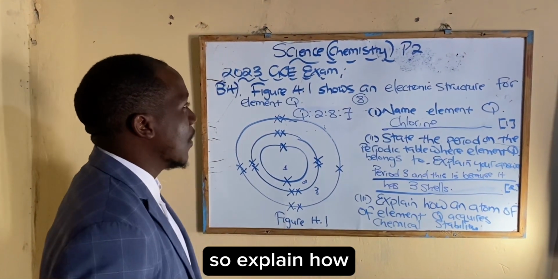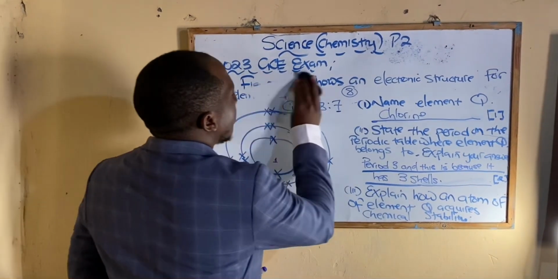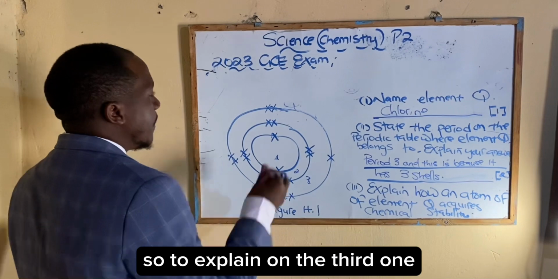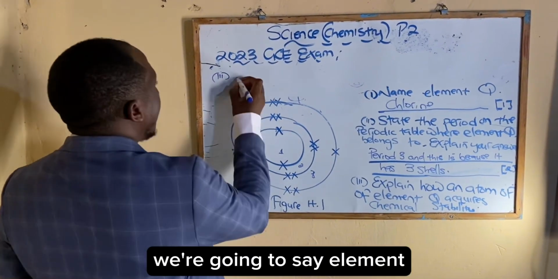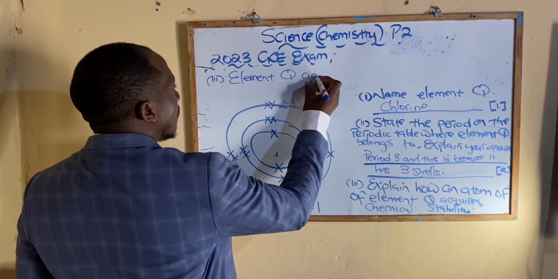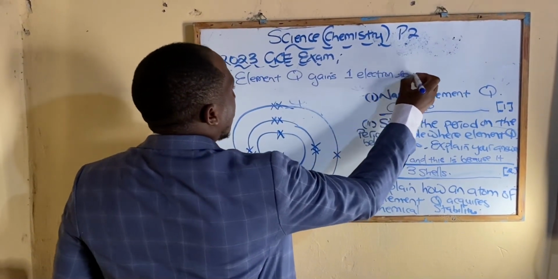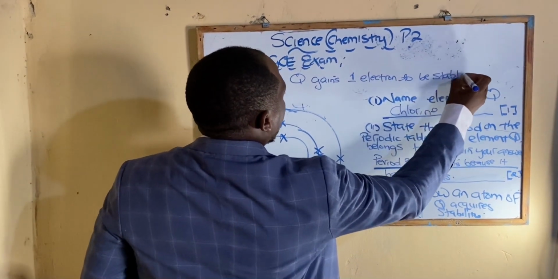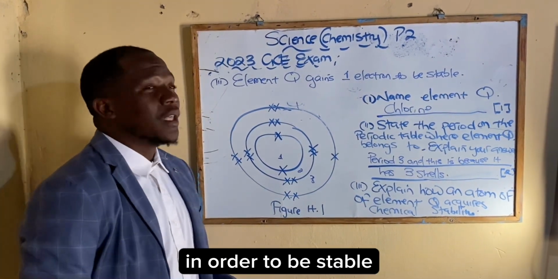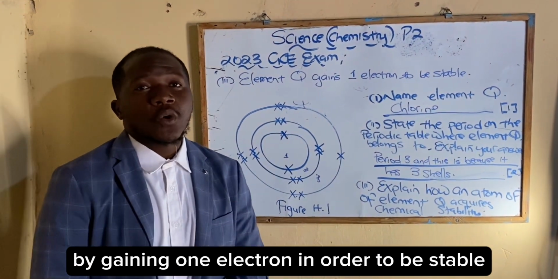So explain how. Here, when explaining how, I'm going to say element Q gains 1 electron in order to be stable, or element Q undergoes bonding by gaining 1 electron in order to be stable.